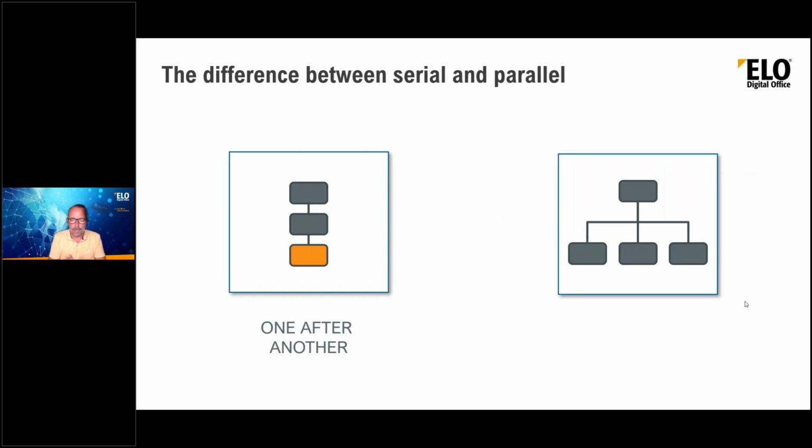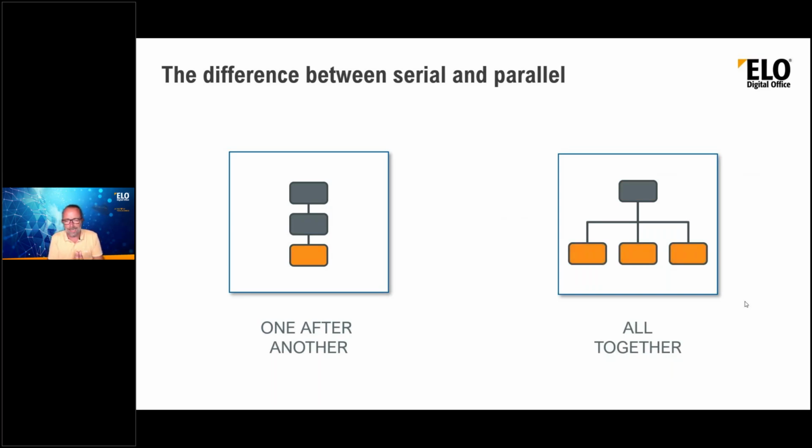So you select 3, 4, 5, 6, 7, doesn't matter how many users in the workflow, and you select serial, then the first one gets it, and when the user says yes, then the second one gets it, the third one gets it, and so on. So one after another. Parallel, they get the task in the task section at the same time.